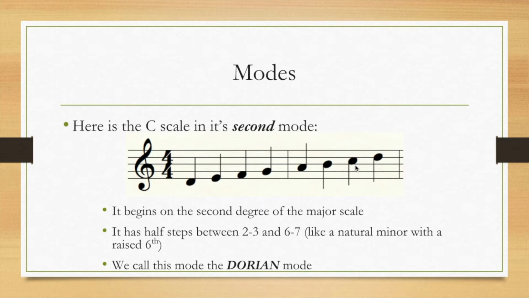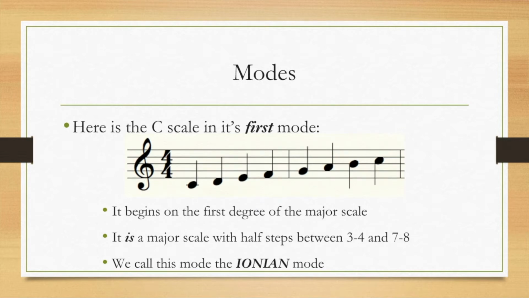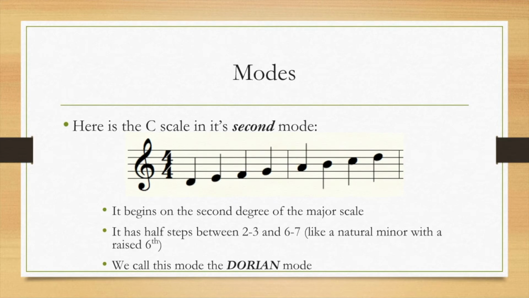Now, let me take a step back here. You know what a major scale sounds like, but I'm going to play it for you anyway. If you go to the Dorian mode, with the half steps in between 2 and 3 and 6 and 7, it sounds like this.